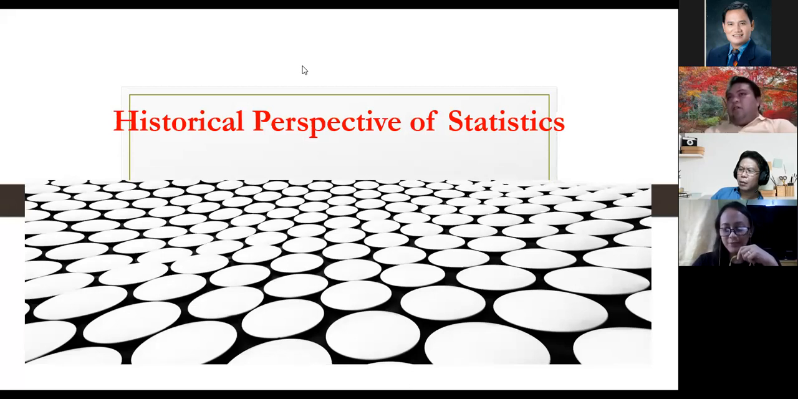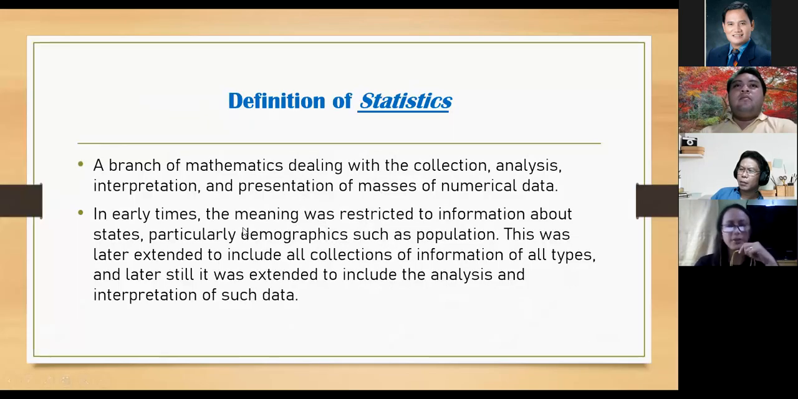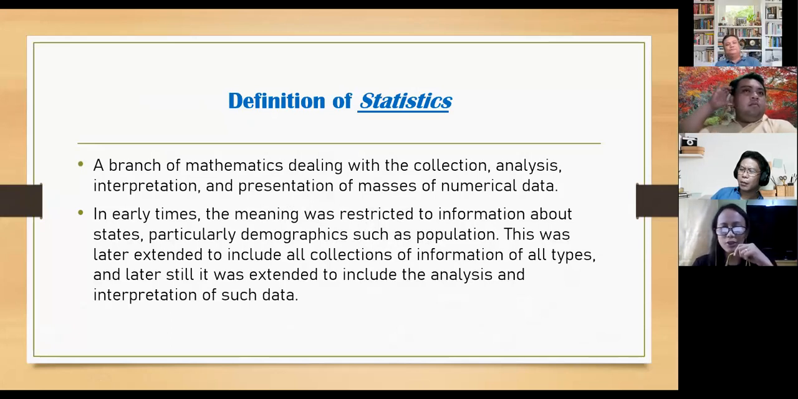First, let's define, of course, what is statistics. Definition of statistics: statistics is a branch of mathematics dealing with the collection, analysis, interpretation, and presentation of masses of numerical data. In early times, the meaning was restricted to information about states, particularly demographics such as population. This was later extended to include all collections of information of all types, and later still it was extended to include the analysis and interpretation of such data.